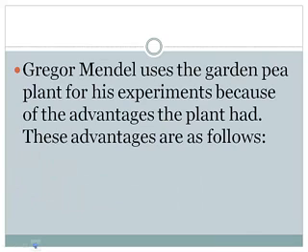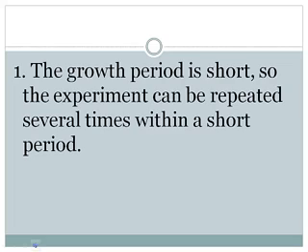Gregor Mendel used the garden pea plant for his experiments because of the advantages the plant had. The reason he did not choose any other plant is what we are going to look at now. These advantages are as follows. 1. The growth period is short, so the experiments can be repeated several times within a short period.